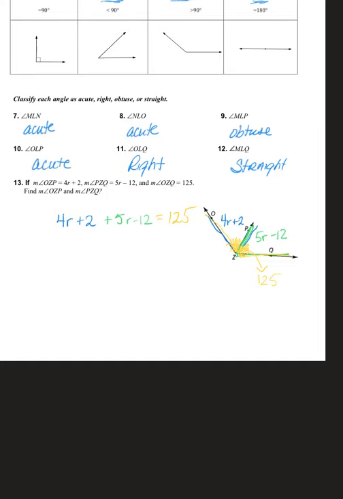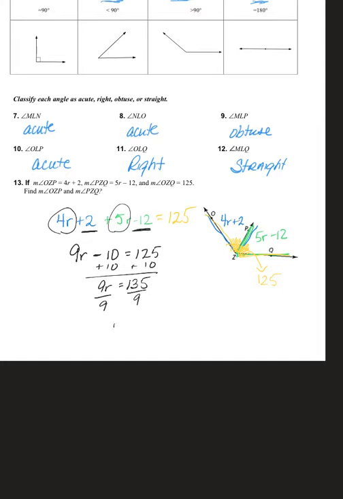So now we're going to combine our like terms. I've got some r's here. We've got 4 and 5, so we've got 9 r's. We've got a plus 2 and a negative 12, so 2 minus 12 is a negative 10, equals 125. Add 10 to both sides. We get 9r equals 135. And when I divide both sides by 9, we're going to find out that r equals 15. So r is 15. But it doesn't actually ask us to find r. We actually have to find the two pieces.